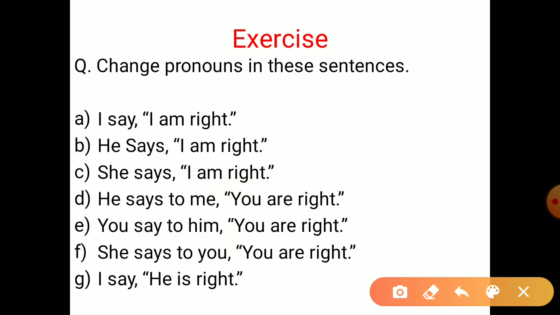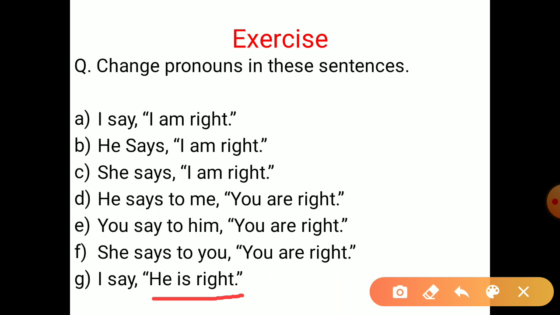You say to him, you are right. So again we have a second person pronoun, you. This will change according to the object, which is him. So the sentence would be like this: you tell him that he is right. Okay. Then the F part. She says to you, you are right. Again, second person pronoun is used. It will change according to the object. It is you. So in both places, you is there. So there will be no change. She tells you that you are right. Okay. Now the last example, I say he is right.